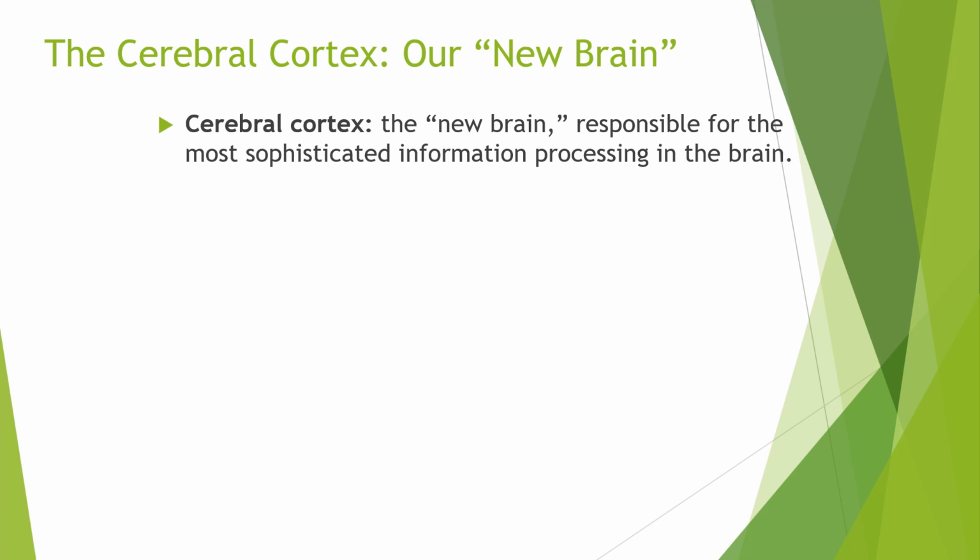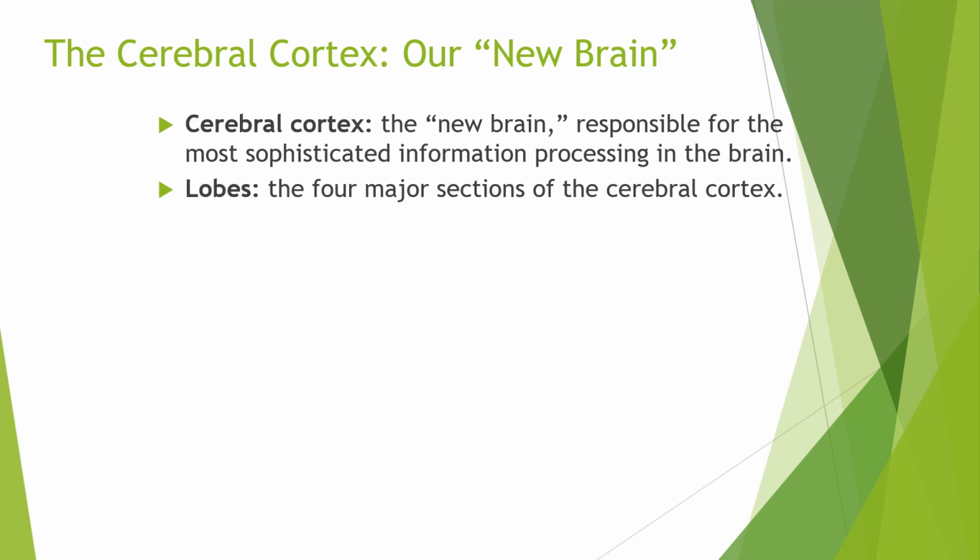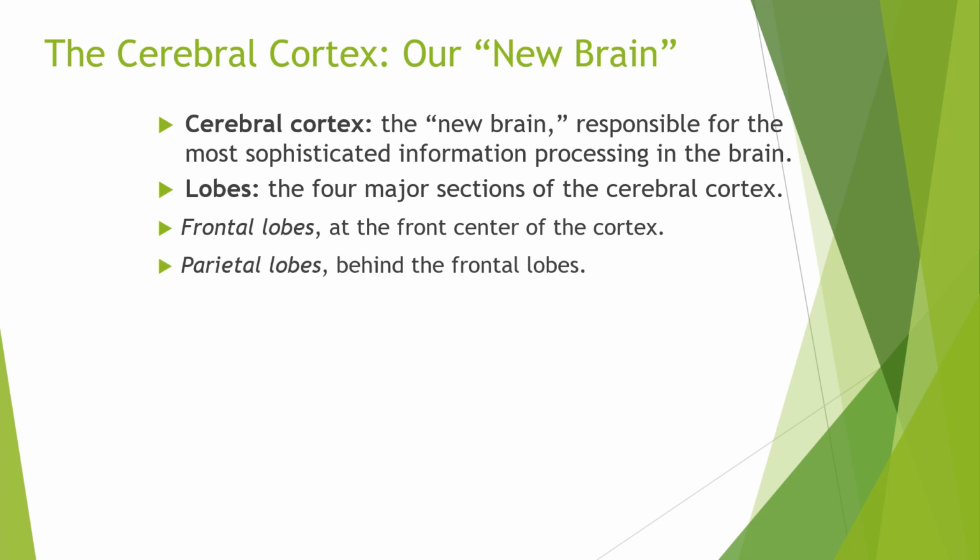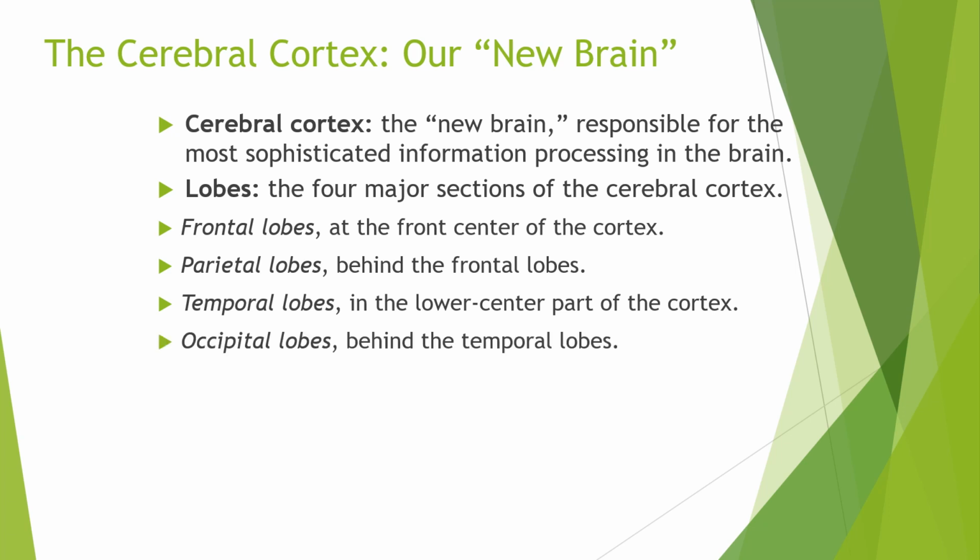One of the main characteristics, I guess you could say, of the cerebral cortex is the lobes. And we have 4 major sections of the cerebral cortex that we refer to as the lobes. One of those is the frontal lobes, and this is the front center of the cortex. We'll talk more about these lobes later on. The parietal lobes are behind the frontal lobes. The temporal lobes are in the lower center portion of the cortex, and then the occipital lobes are behind the temporal lobes.